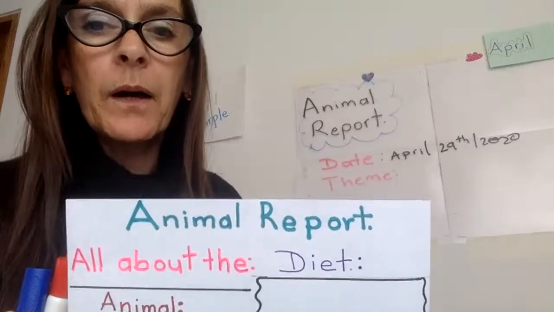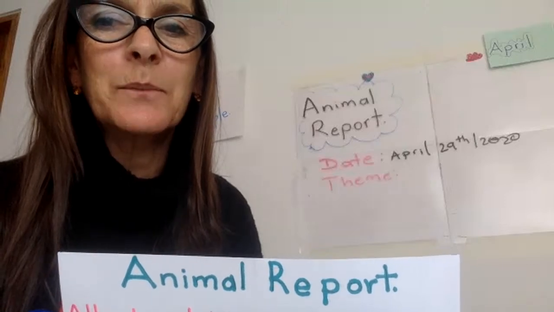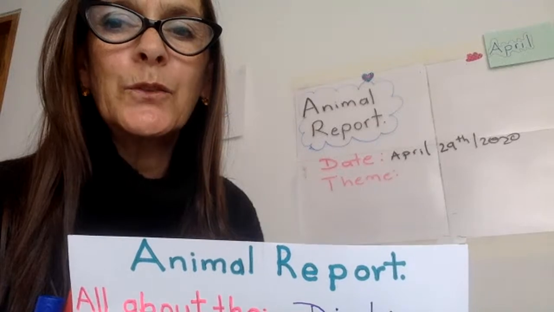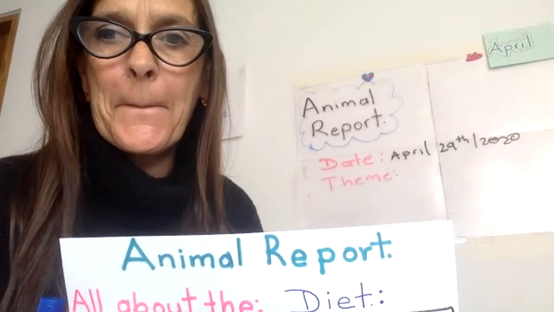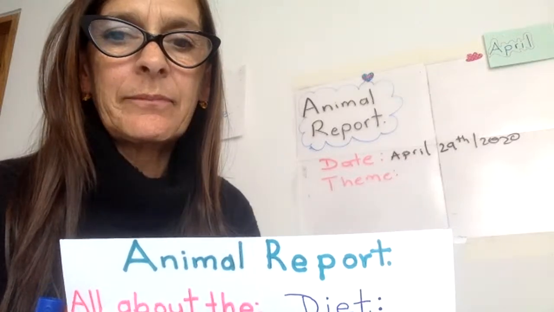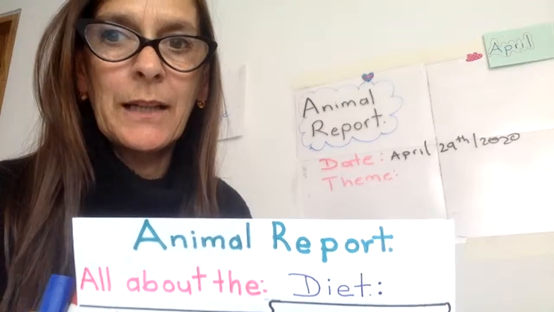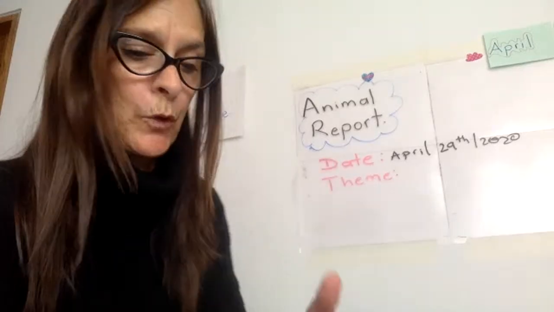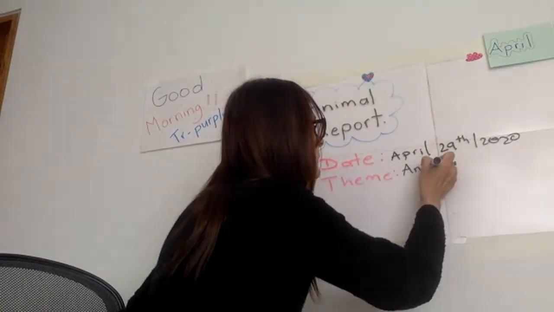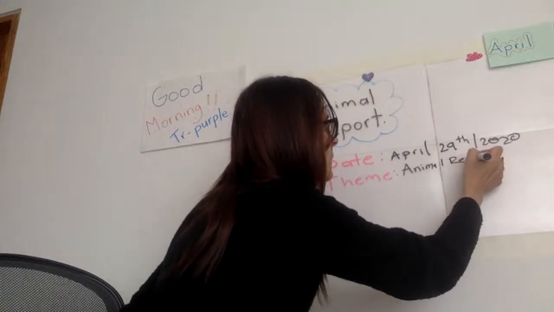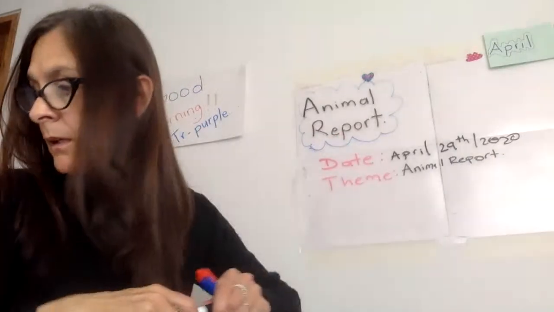Here I have animal report. I'm going to show you only this part of the paper. Animal report. Because we are all going to learn about many animals. This is the theme, animal report. That's right. I am going to write it down on my board. Report. Anyway, you have it right here, up here. Can you see it? I hope so.